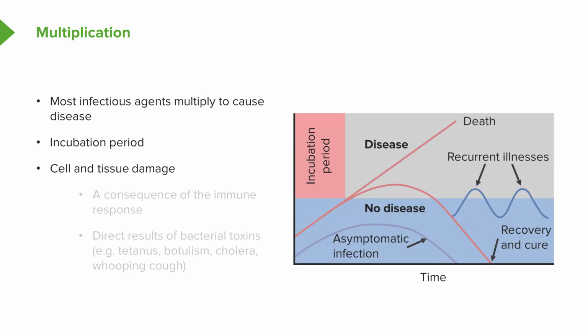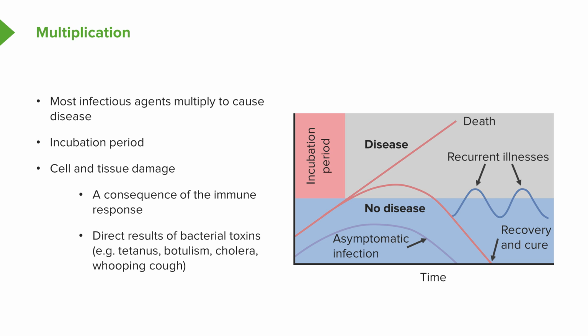Then, as the bacteria multiply, they may either elaborate toxins or they may invade and cause tissue damage. You have a period of disease, and if you follow the red line and go above the blue segment of this graph that says no disease, above the blue is where we have bacterial disease. And this can be a consequence of both the immune response and direct effects of bacterial toxins, which we'll talk about in a moment, on us.